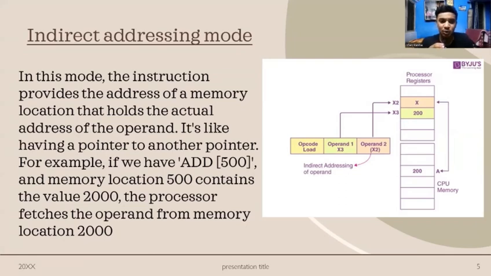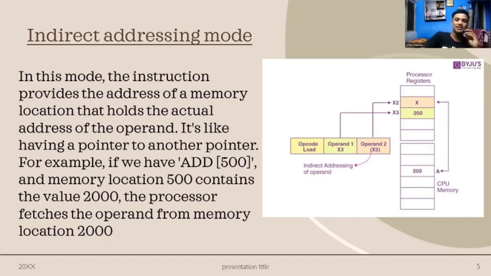In indirect addressing mode, the instruction provides the address of a memory location that holds the actual address of the operand. It is like having a pointer to another pointer. For example, this whole paragraph looks very complicated when we try to read it. Now, by example, let us make it very simple and clear as water. If we have add 500 and the memory location 500 contains the value 2000, the processor fetches the operand from memory location 2000.